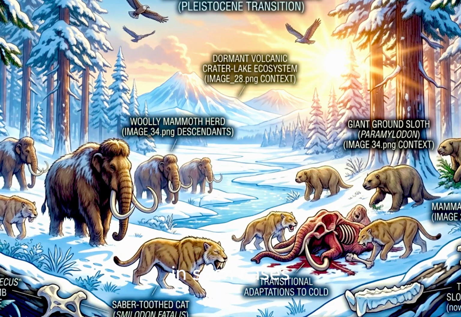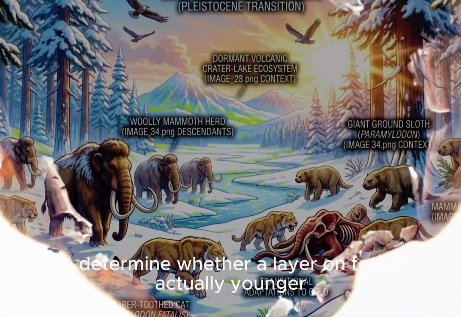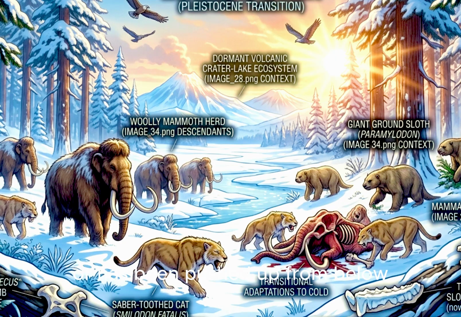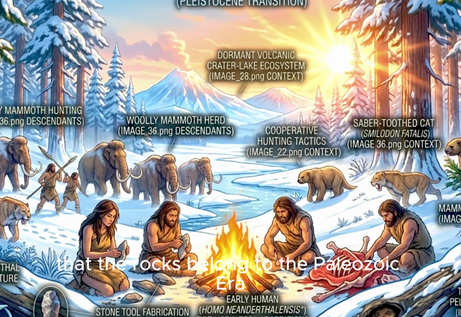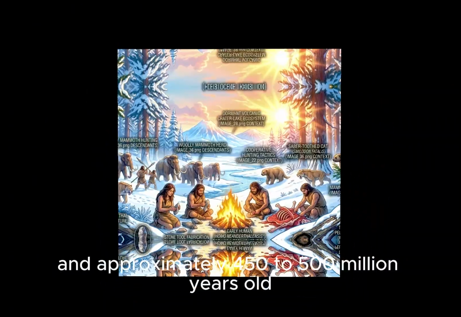In such cases, to determine whether a layer on top is actually younger or has been pushed up from below, scientists rely on the fossils within it. If dinosaur fossils, bones, or footprints are found, it is understood that the rock layer is about 60 to 250 million years old. If trilobite fossils are found, geologists recognize that the rocks belong to the Paleozoic era and approximately 450 to 500 million years old.